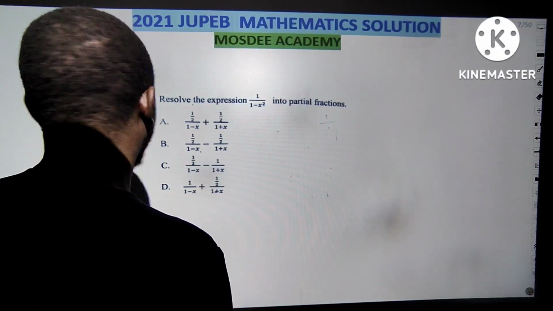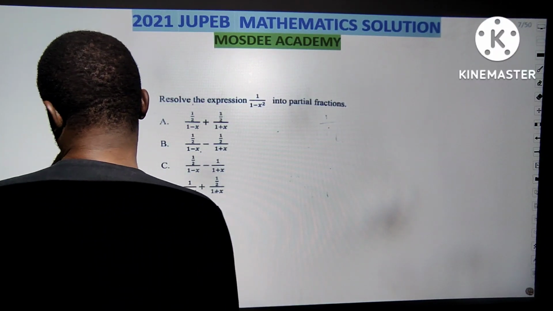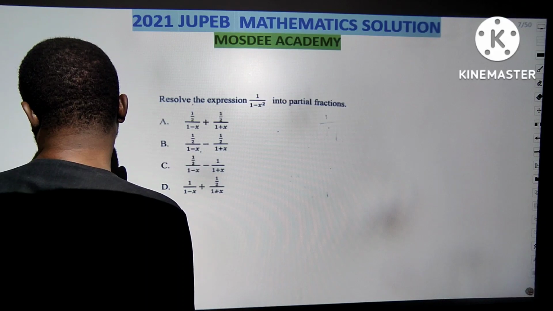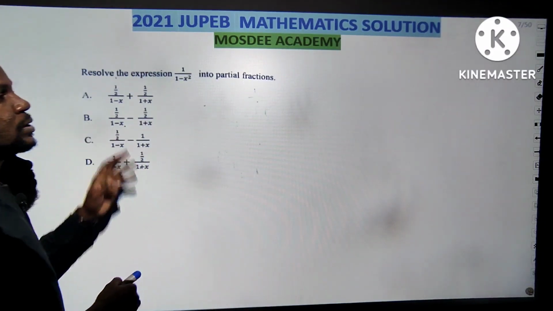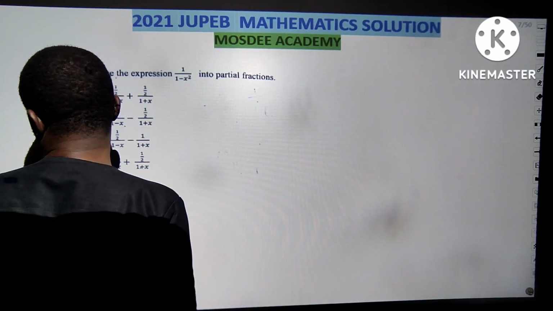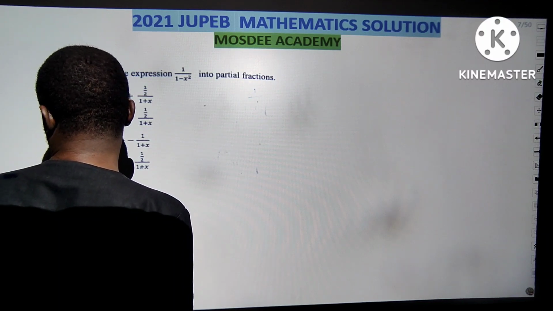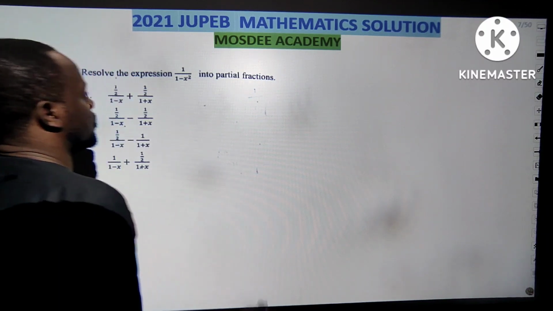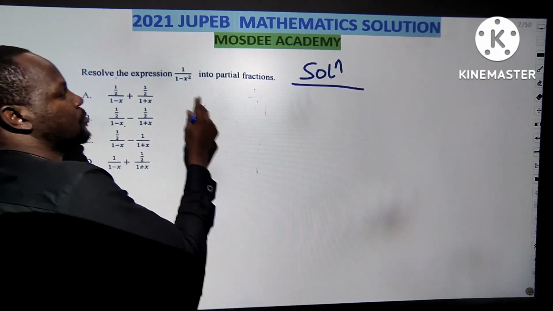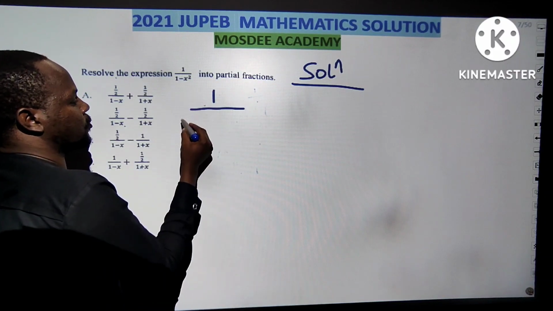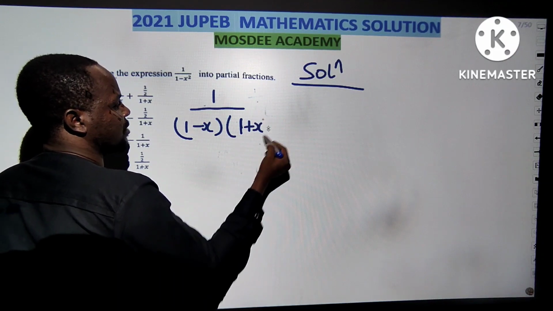The next question says we have to resolve this into partial fractions. The concept of direct shortcut is going to help here without wasting any time on all this stuff. So doing that directly, this is going to give me the solution directly. It should be 1 over the difference of two squares, 1 minus x, 1 plus x. So that's the only thing I think we need to know.